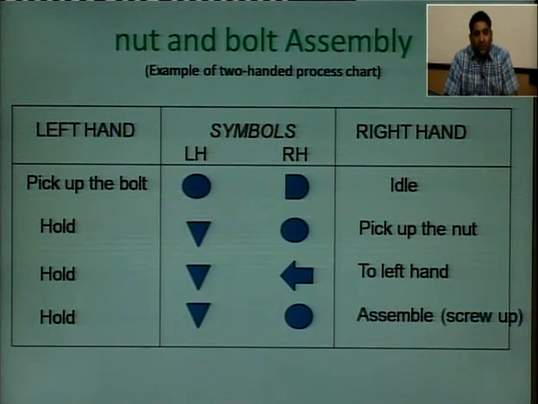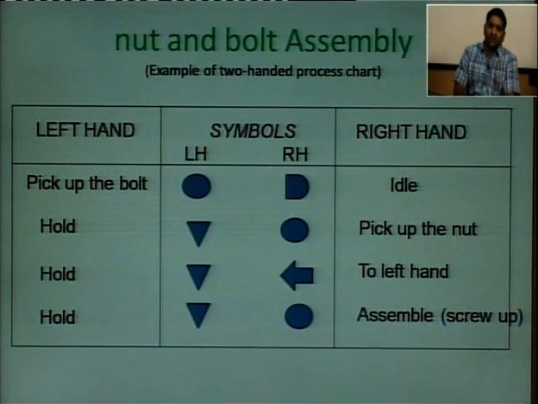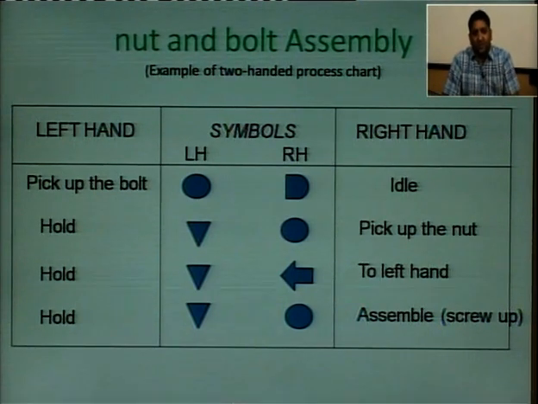Pick up the bolt. That means it is in operation. So, while picking the bolt, the left hand is doing work, so we put a circle symbol over there, and the right hand is idle. So, we put a D on the right hand side. Similarly, left hand holds, inverted triangle, right hand picks up the nut. So, it is doing some work, so put a circle symbol there.